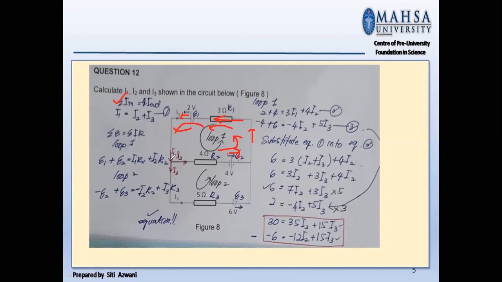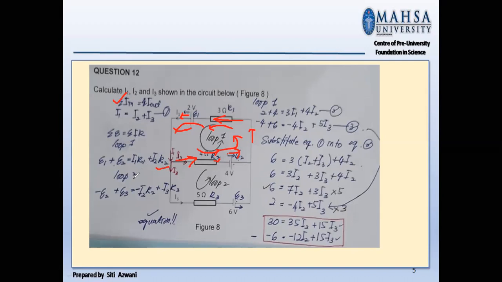Next we have I2. This is the direction of current I2 across R2, and it is the same as the direction of your loop here. So you have a positive I2 R2. Is it okay?